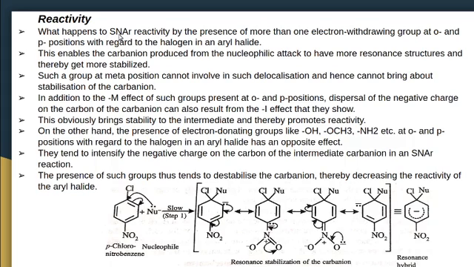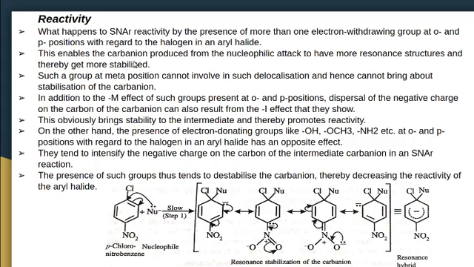What happens to SNAr reactivity by the presence of more than one electron withdrawing group at ortho and para positions with regard to the halogen in an aryl halide? That is what we are going to see. That means if there is more than one electron withdrawing group present at ortho and para positions with respect to the halogen atom, then what will happen to the SNAr, aromatic nucleophilic substitution reactivity?